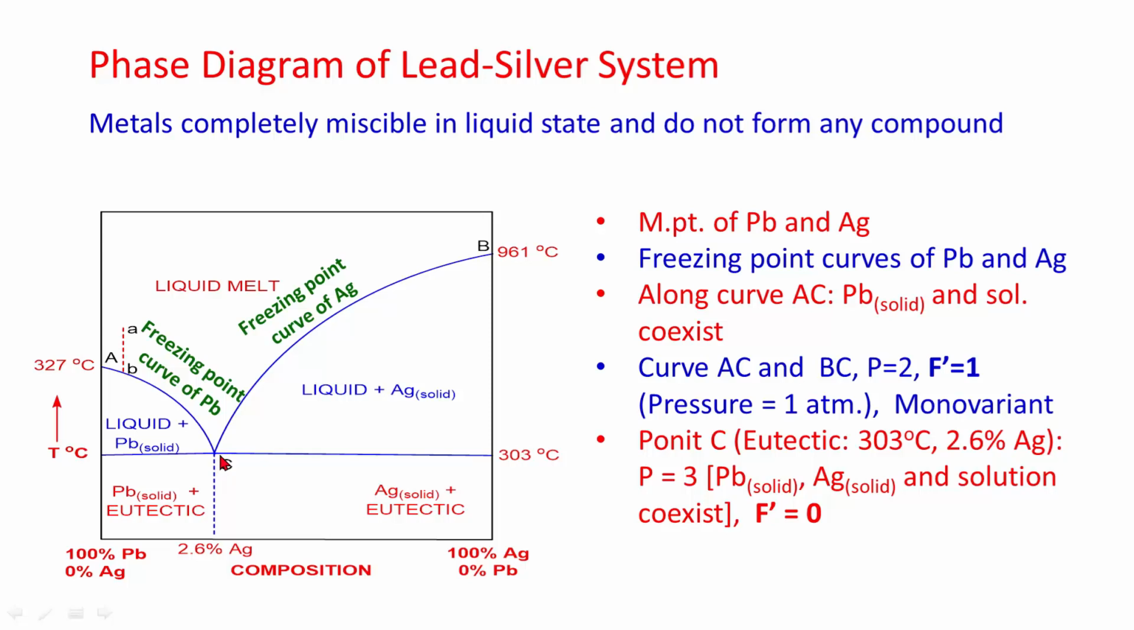Point C is the eutectic point. It is at 303 degrees centigrade and 2.6% of silver. At point C, we have three phases: lead solid, silver solid, and the melt. So F dash at point C is equal to 0. The area above AC and BC is a homogeneous liquid melt.